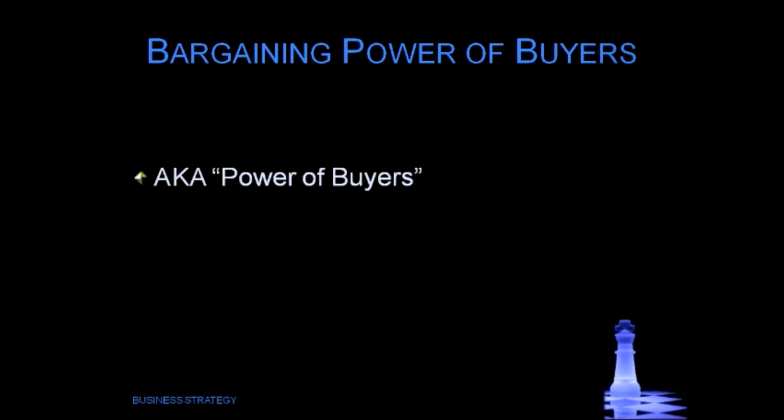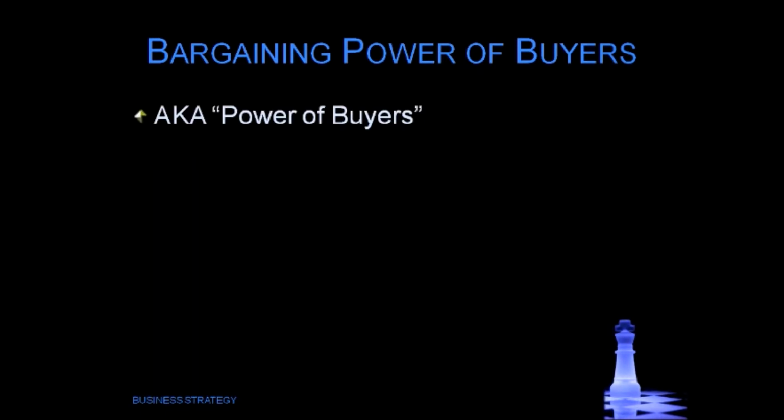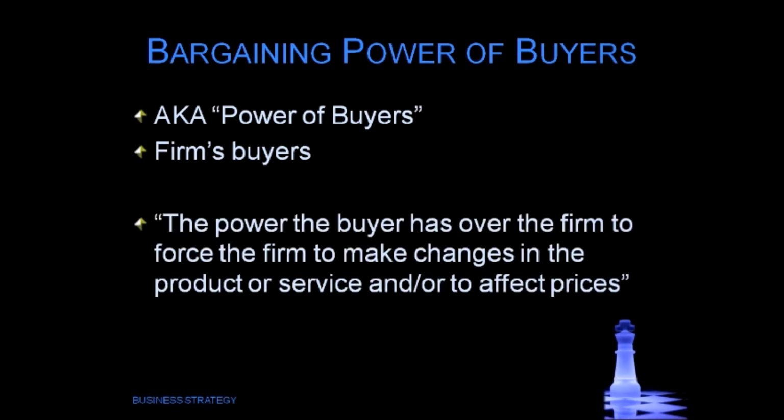The bargaining power of buyers, also known, and you'll hear me refer to it as the power of buyers. These are the firm's buyers, the people who buy the firm's products. The power the buyer has over the firm to force the firm to make changes in the product or service and/or to affect the prices. This is the definition of the bargaining power of buyers. So the more power the buyer has to make the firm either change the product or change its price, then the higher the power is.